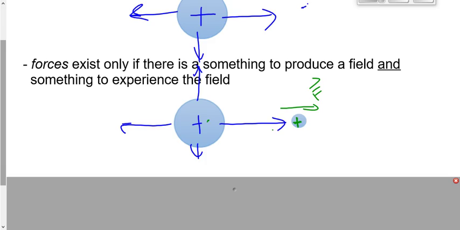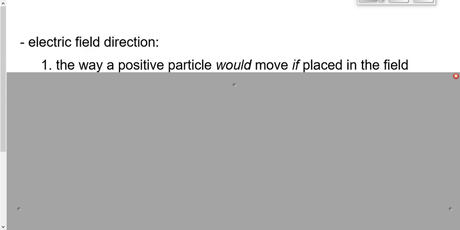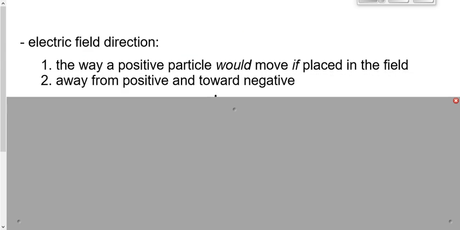What would happen to a negative particle? If I put a little negative there, which way would it go? Go the other way, right? So does the field point inward now? No. We define the field as the way that a positive would move if there's a positive there, not the way that a negative would move. We could have defined it as the way that a negative would move, but we didn't. The other way we define it is away from the positive and toward the negative.